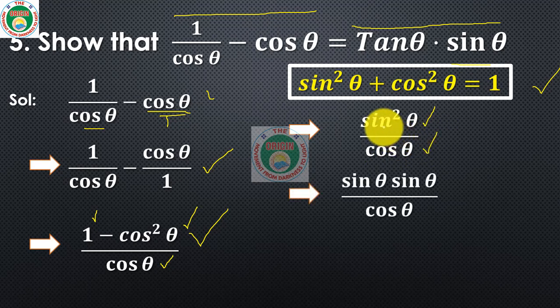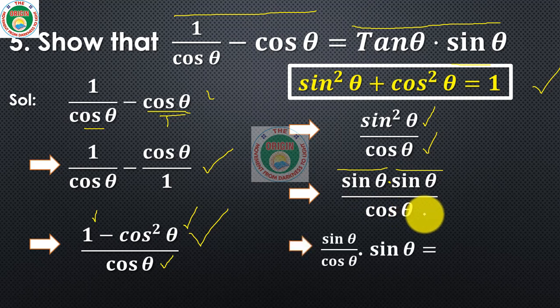Now, sin square θ I write as sin θ into sin θ. That is, a square is nothing but a into a, a multiplied 2 times. Sin square θ is sin θ multiplied 2 times. So I split sin square θ as sin θ into sin θ. Here, sin θ into sin θ by cos θ. I did not change the denominator here.